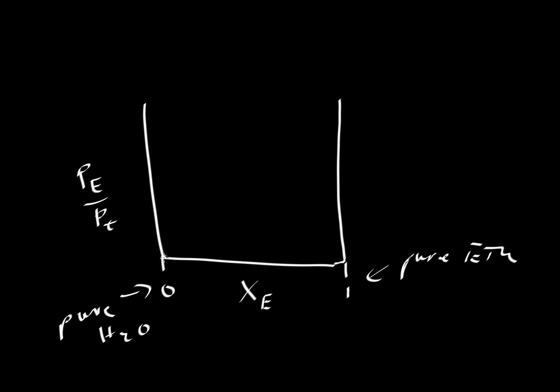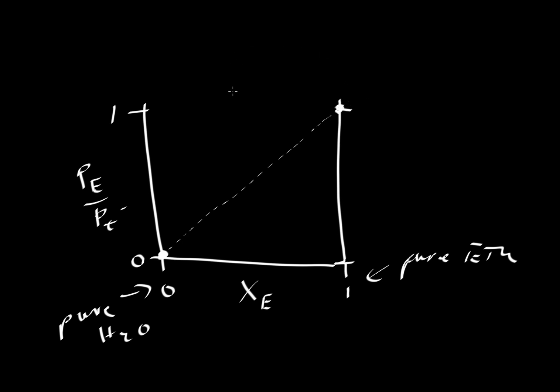Well, if we have pure water, if the amount of ethanol in the system is 0, then the partial pressure of ethanol should also be 0. And if we have pure ethanol with no water in the system, then ethanol accounts for the entire total pressure, and so this ratio would be equal to 1. So we have two fixed points, a point down here and a point up here. And then we can draw a straight line relationship between those two.